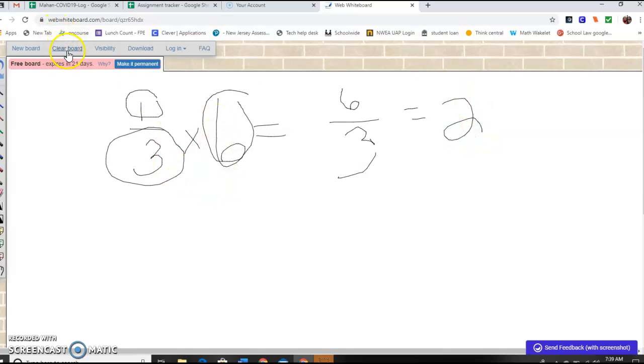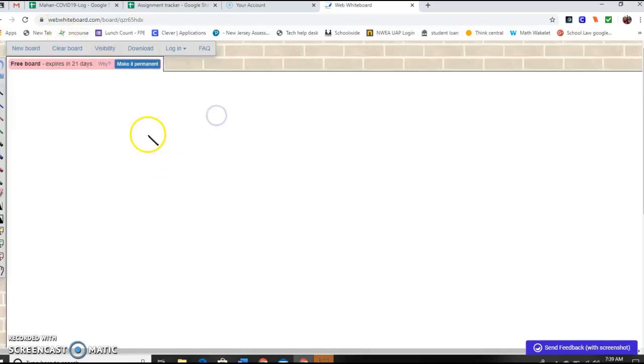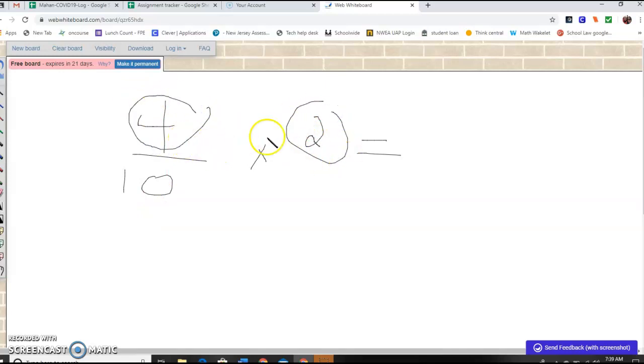Okay, but let's try another one. Let's try 4/10 times 2. Here is my fraction. Here is my whole number. I have to multiply my numerator times my whole number. 4 times 2 is 8. My denominator does not change because the fact that I have my pizza split into 10 pieces is still the same. So I just move my denominator over. And that's how we multiply a fraction by a whole number.